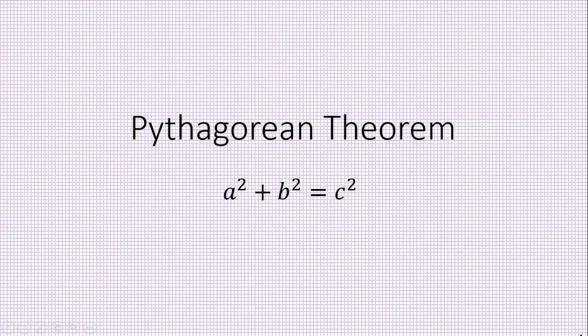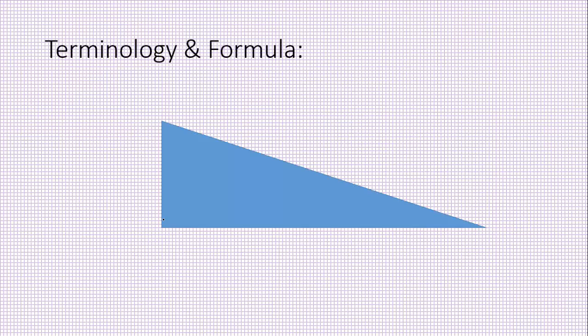You've probably already heard of the Pythagorean Theorem, so this will be a pretty quick video. In any right triangle, we use certain words to describe the sides. We call the shorter sides the legs, and we call the longest side the hypotenuse. The hypotenuse is the longest side because it's directly across from the 90-degree angle, which is the biggest angle. The two legs are the two shorter sides.